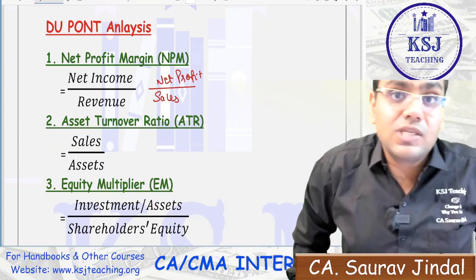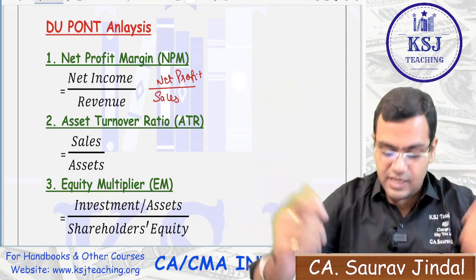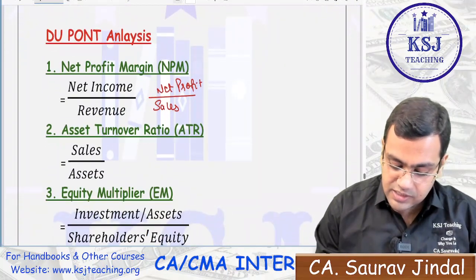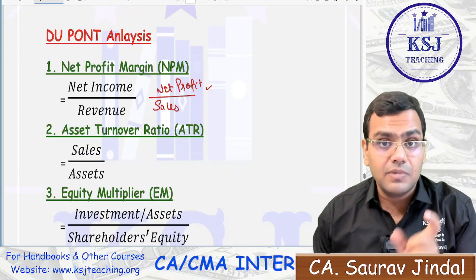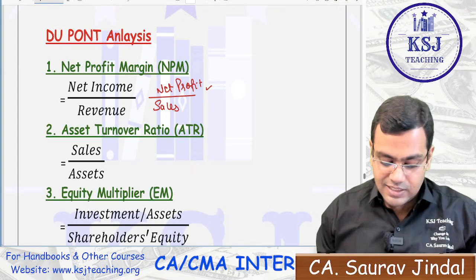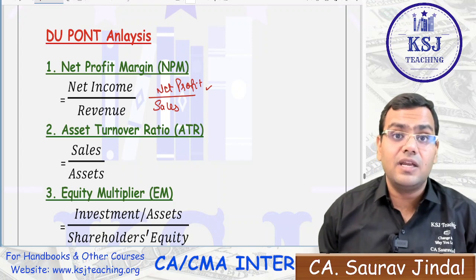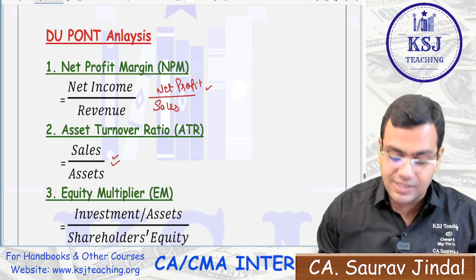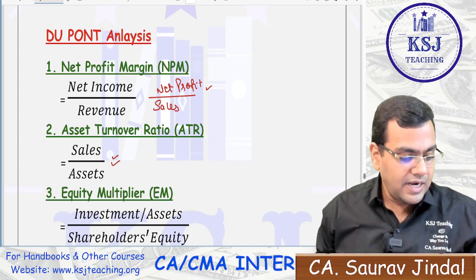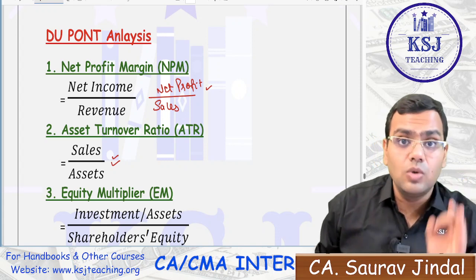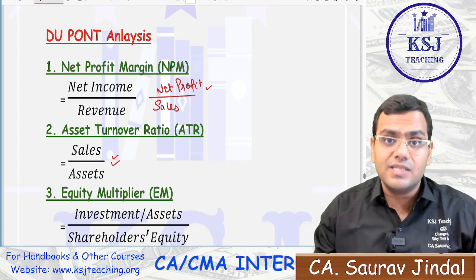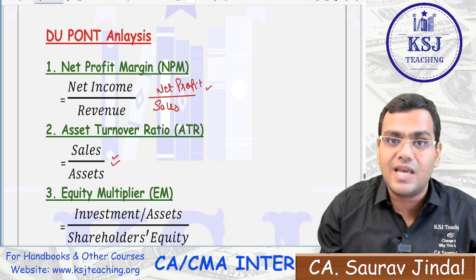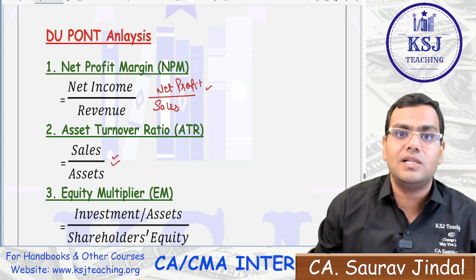He says a business can increase the return on equity if they focus on increasing the net profit to sales ratio. Then asset turnover: whether you are using your assets effectively to generate sufficient sales or not. What he's trying to say is that a business can increase its return on equity by effectively and efficiently utilizing the assets and increasing their sales.